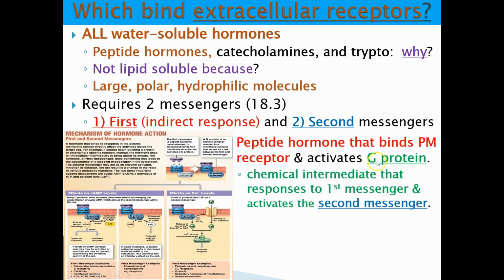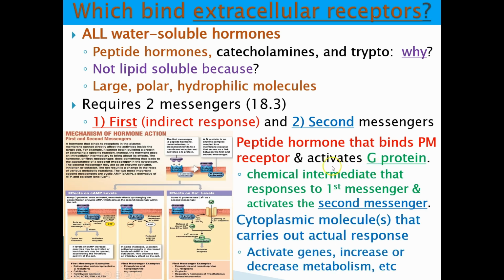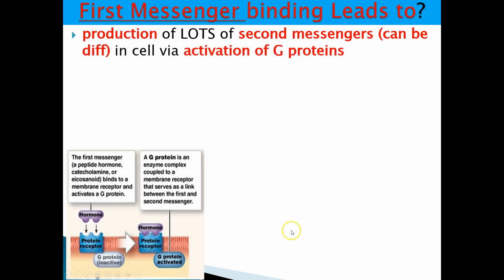100% guarantee I ask about G proteins. You need to know these are not second messengers. These are chemical intermediates that activate second messengers, or activate the chemical cascade that leads to the production of second messengers. This is an intermediate. It is not a second messenger. Make sure you know that. 100% guaranteed on the exam that you need to know what a G protein is. Second messengers are the molecules inside the cell that trigger a response. But notice most of the response is either going to activate genes or increase or decrease metabolism, like we've already seen.